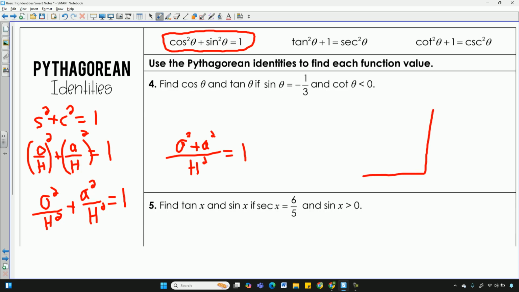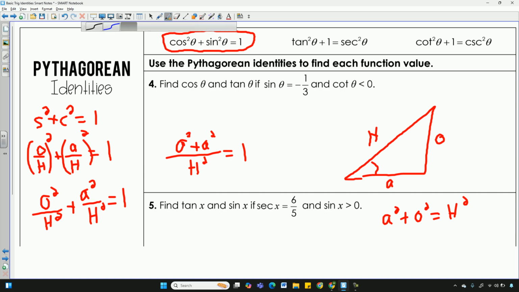Now, let me draw a triangle. This is hypotenuse. This is opposite. This is adjacent, right? What can you say about this triangle? Pythagorean theorem says, if a squared plus b squared equals c squared, then this must equal h squared, and h squared over h squared, right, is 1. So that's where that identity comes from.